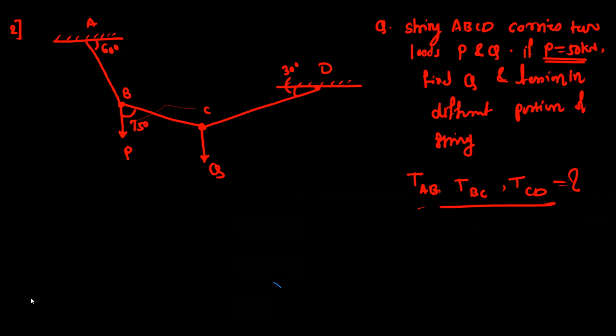So, in the last session, I gave one example on the concurrent force system, and we have to find the unknown tensions in the cables AB, BC, and CD. This is a connected bodies problem where the ropes are connected to each other. If you observe the different parts of the cables AB, BC, and CD, they are connected at point B and at point C.